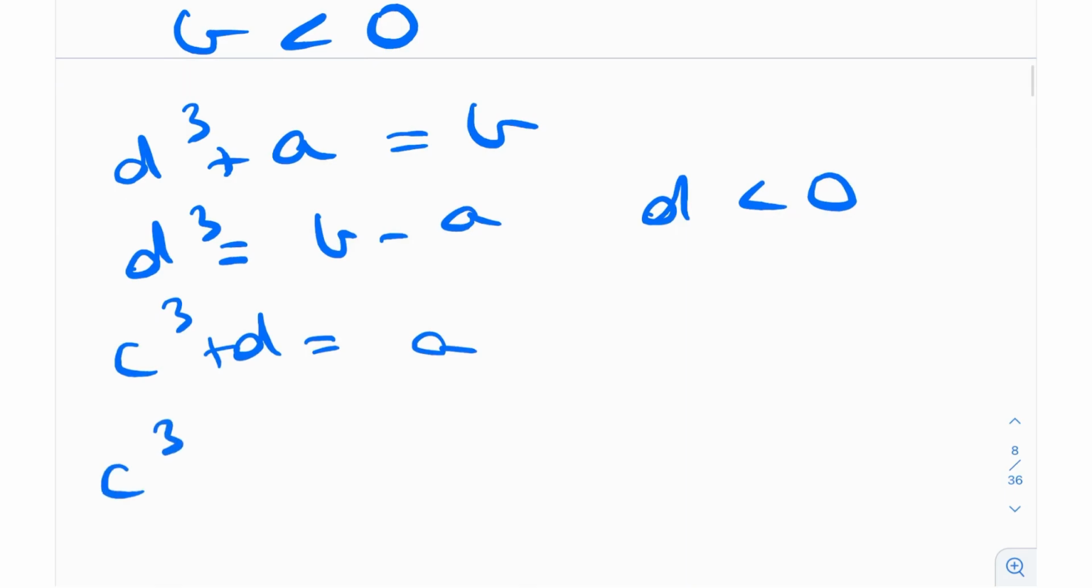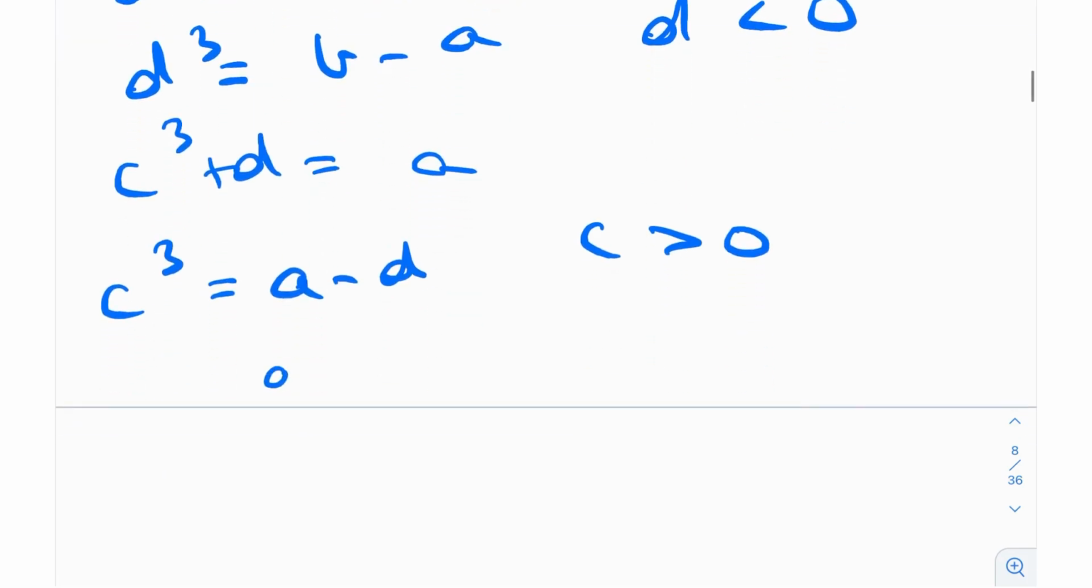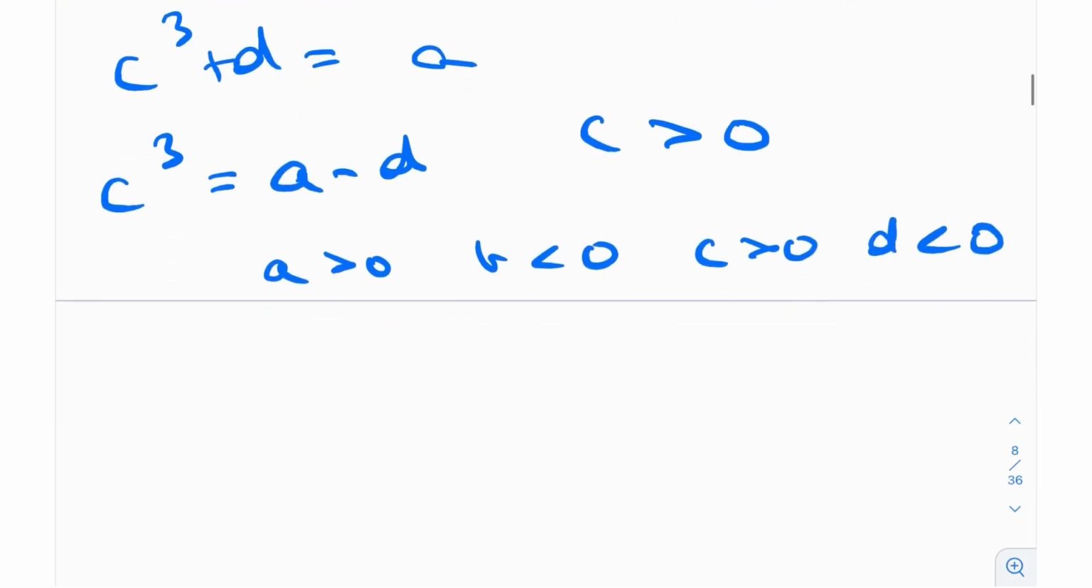Or in other words, c cube is equal to a minus d. A positive, d negative, so c greater than 0. So here we have a greater than 0, b less than 0, c greater than 0, and d less than 0. Kind of like an alternating pattern. So this is plus, this is minus, this is plus, and this is minus.